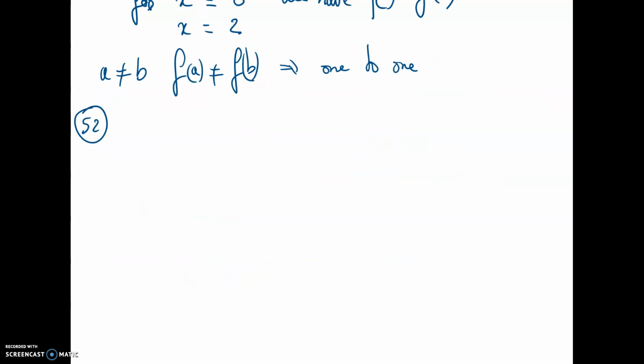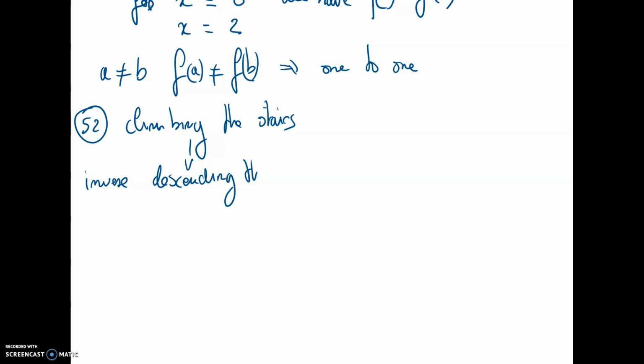All right, in this problem number 52, an everyday activity is described, keeping in mind that an inverse operation undoes what an operation does. So if in the problem number 52 you are climbing the stairs, the inverse operation of that will be descending the stairs. And so the inverse would be descending the stairs.